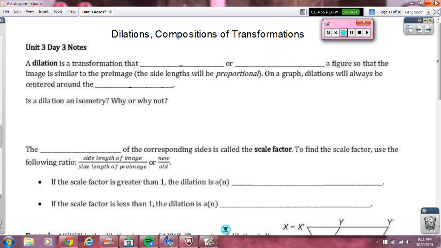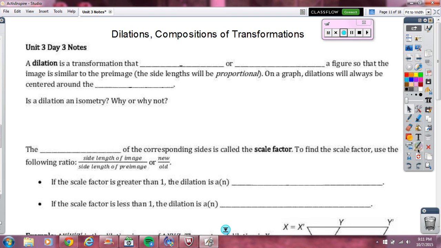A dilation is a transformation that enlarges or reduces, so makes bigger or makes smaller, a figure so that the image is similar to the pre-image, like the side lengths are proportional, but the size of the object is different. So on a graph, the dilations will be centered around the origin, or the point 0, 0.